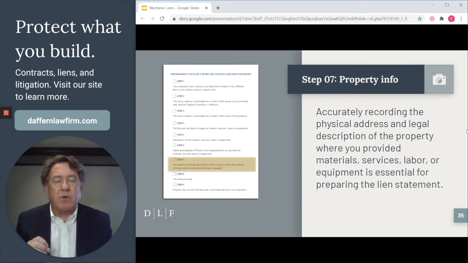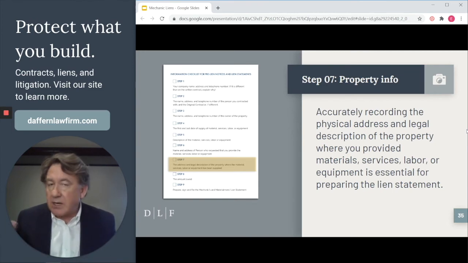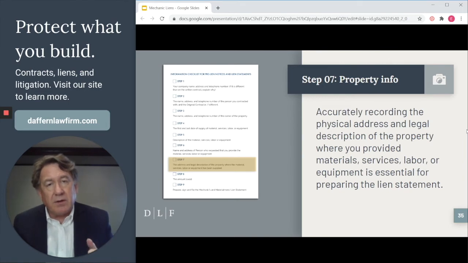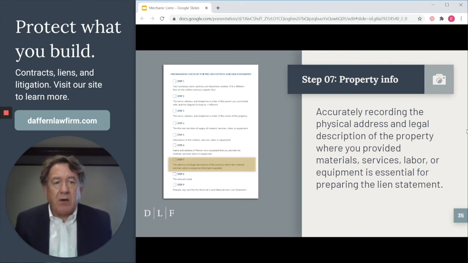Now, step 7, I think, is one of the most important pieces of information. Just like in step 4 on the last day of work, the property information is so absolutely critical that you have to get it correct. If you don't get the correct information, you can lose your pre-lien notice or your mechanical lien rights. When I say property information, I'm talking about not only the physical address, 123 Elm Street, but the legal description as well. The pre-lien notice just requires the legal description or the address, but I like to get this information in my checklist and put it in both documents.